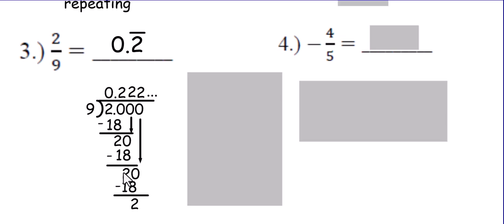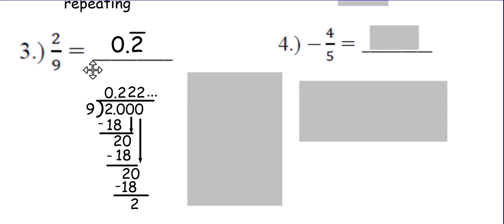We're going to start to see a repeating pattern here. 9 times 2 is 18. We get a remainder of 2, bring down a 0. We're going to keep getting a remainder of 2, bringing down a 0, and we're basically going to notice that 2 repeats. So we can write 2 ninths as 0.2 with a bar over the 2 as a repeating decimal.